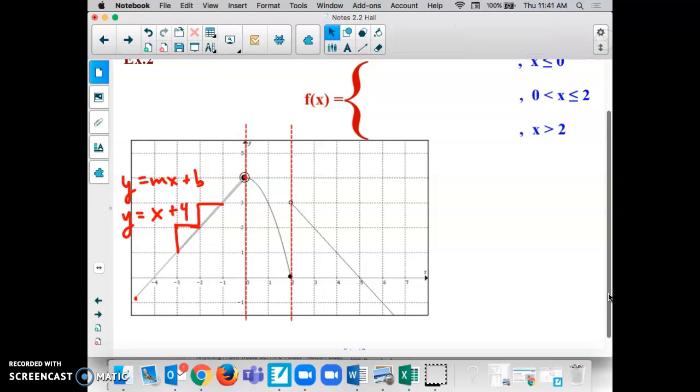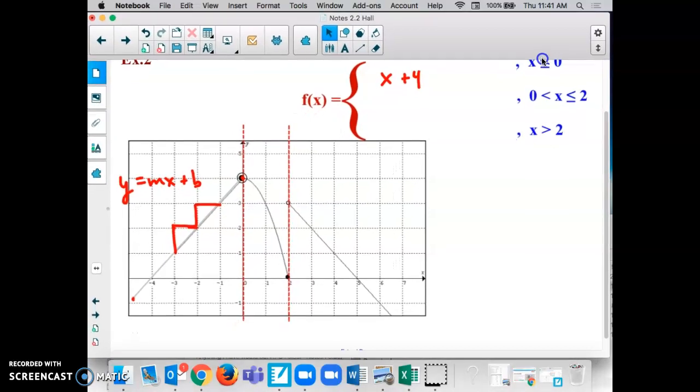So our first equation is y equals mx plus b. All right, and I don't need the y equals because I have the f of x there. I'm just going to erase that. I have x plus 4. And that is good for, move these over.